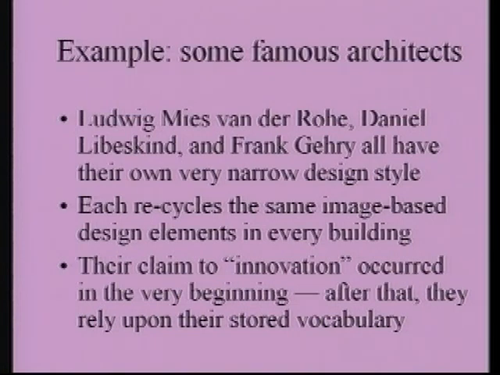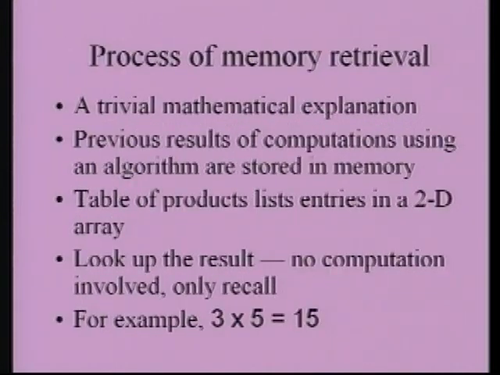For example, three famous architects, Ludwig Mies van der Rohe, Daniel Libeskind, and Frank Gehry, all have their own very narrow design style, very different from each other, three different styles, and each of them recycles the same image-based design elements in every building. So you can recognize a building by one of these architects because they have the same design elements. They're drawing upon memory. Their innovation occurred at the very beginning when they defined their style, and after that they used the stored vocabulary. So this is not to say that their buildings are good or bad. This is to say that by defining their style, which is instantly recognizable, they are drawing upon memory, and thus proving my point.